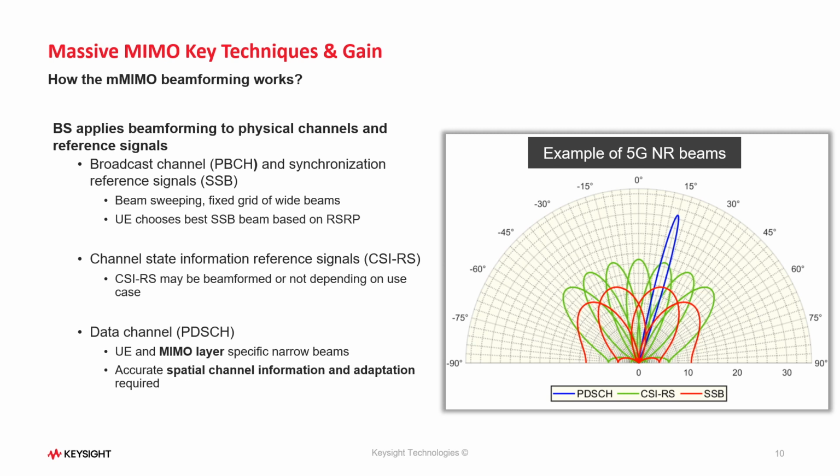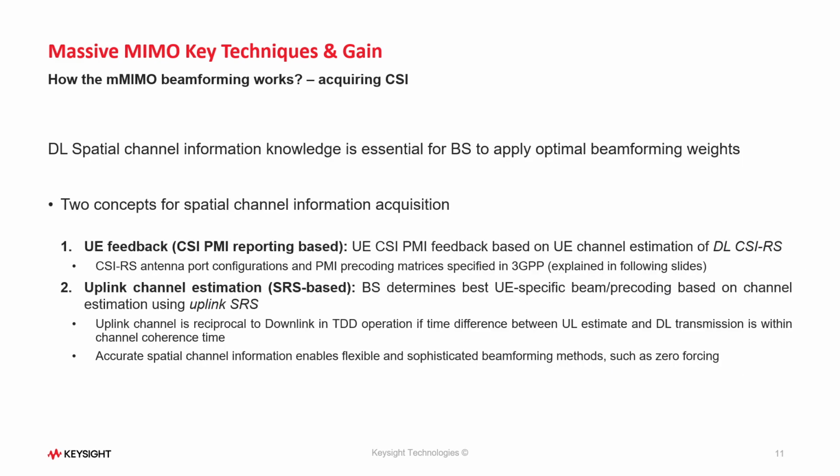The data channel PDSCH, which is most interesting and relevant for the link performance evaluation, uses UE-specific and actually MIMO layer-specific narrow beams. This requires accurate spatial channel information and adaptation for precoding. Downlink spatial channel information knowledge is essential for the base station to apply optimal beamforming weights.